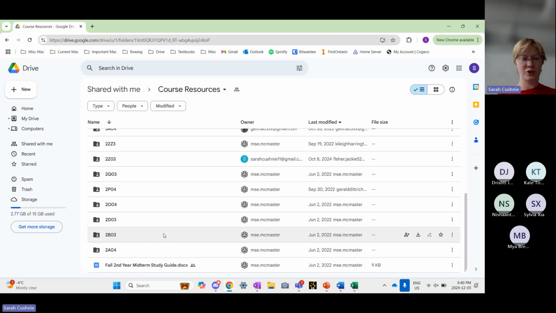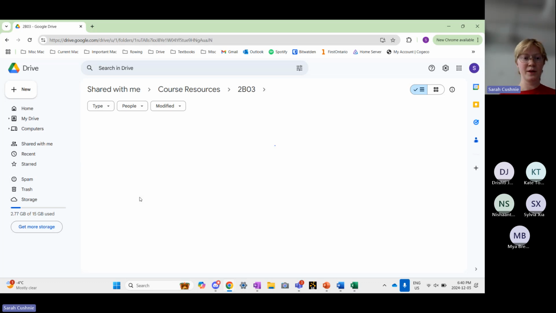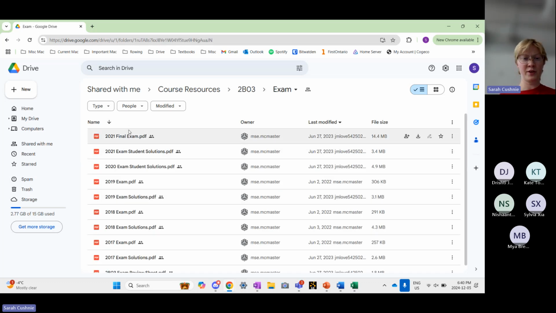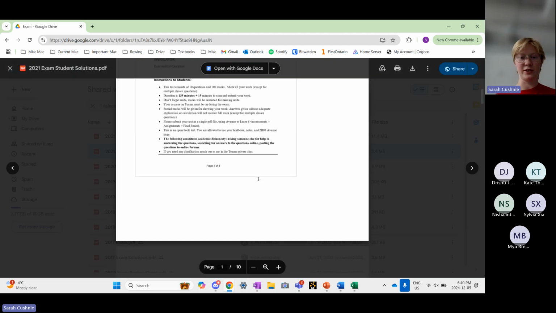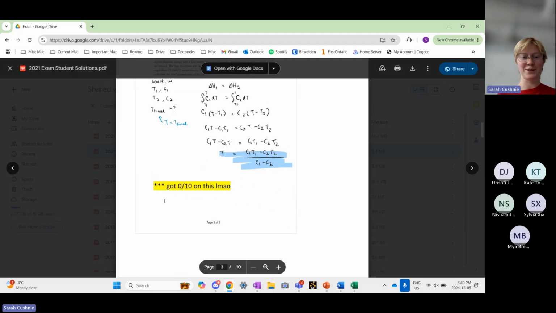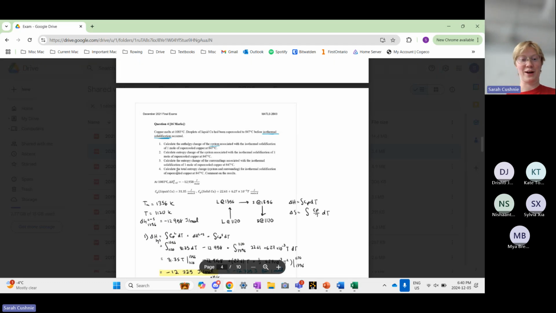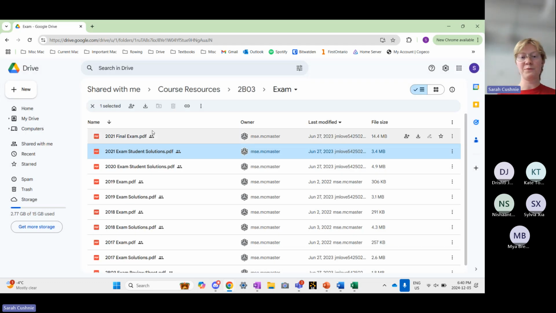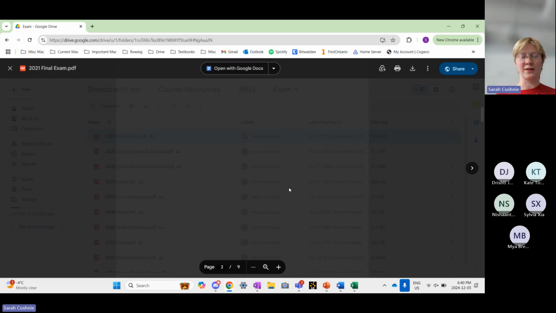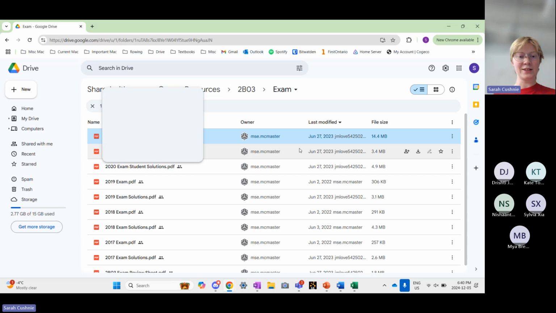So we're going to be looking at 2B03. Some resources here for you if we go to exam. I'm going to be working through the 2021 exam student solution. This is the exact thing that I'm going to be working through, just telling you my thought process. This is the one where I got 0 out of 10 on it, and we're going to have Keith explain it for me because I genuinely don't know how to do that question. We're going to be working through that. If you want a blank copy, you can go to 2021 final exam blank, and you can find it here. So that's what I'll be working through and explaining.